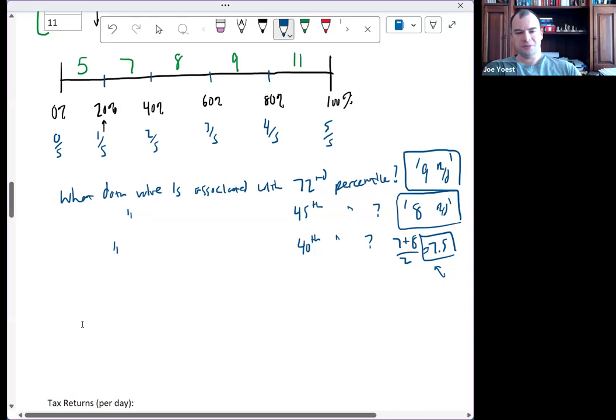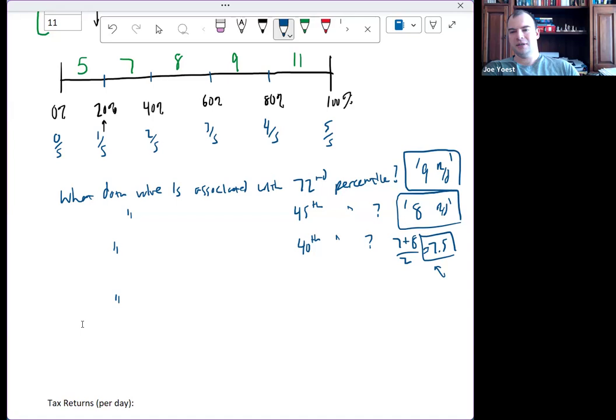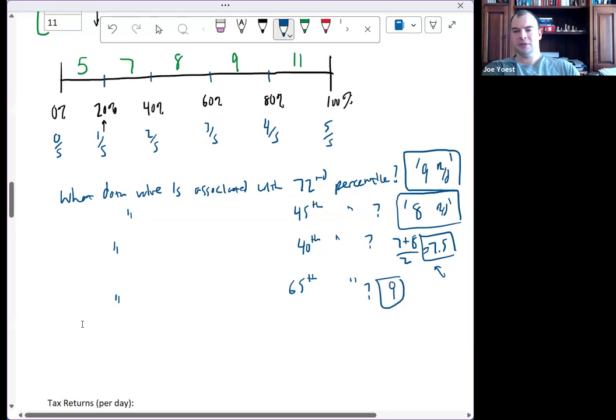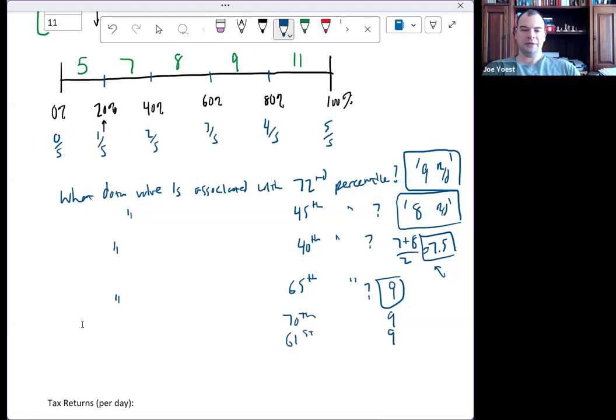Another strange thing that can happen is a little more philosophically strange. If I ask what data value is associated with, let's say, the 65th percentile, well, I see that would be 9. Or the 70th, well, that would be 9. Or the 61st, that would be 9. Or the 79th, that would be 9. There are a lot of percentiles that have the same data value associated with them.